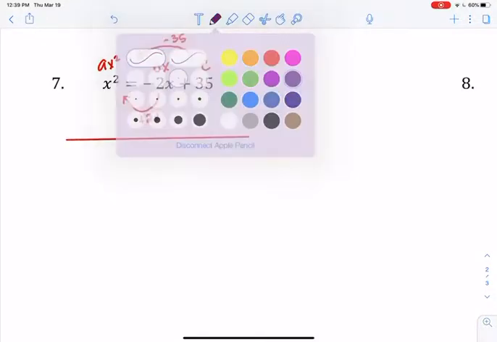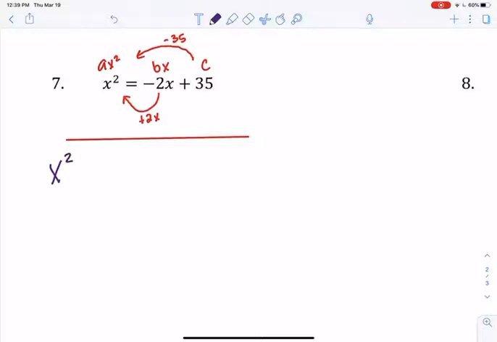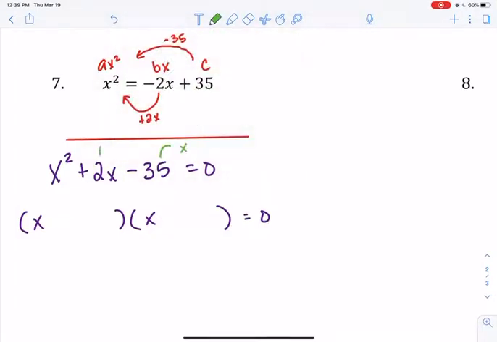So we will have x squared plus 2x minus 35 is equal to 0. And now we're ready to factor. So I'm going to make my parentheses and split up my x squared. And we can think about what multiplies to be negative 35 but adds or subtracts to be positive 2.